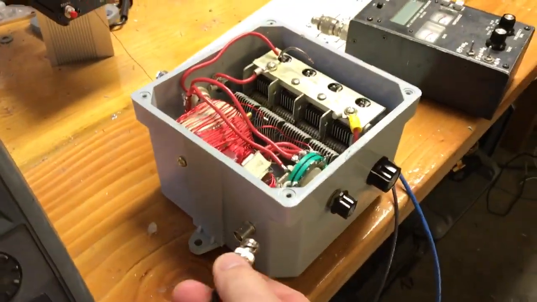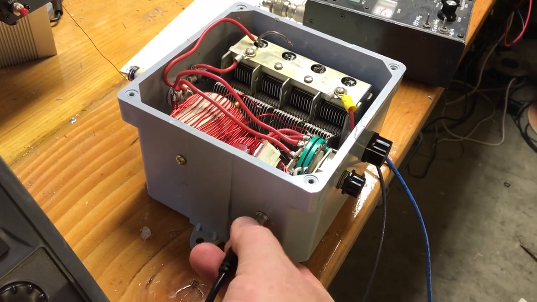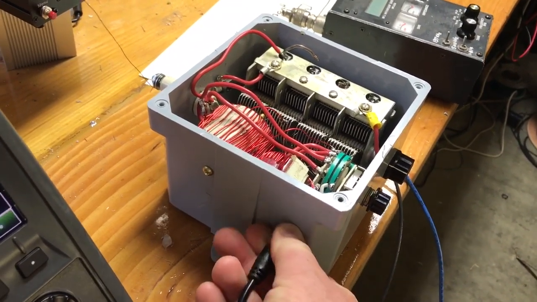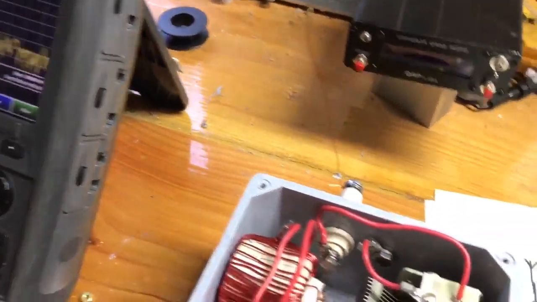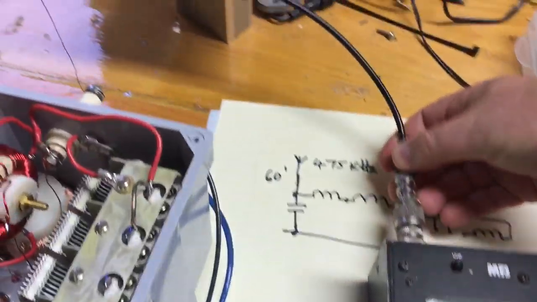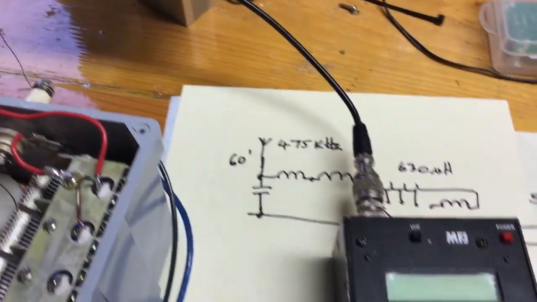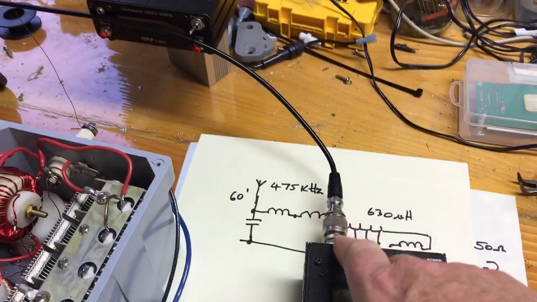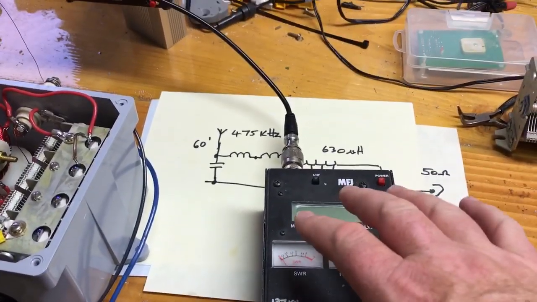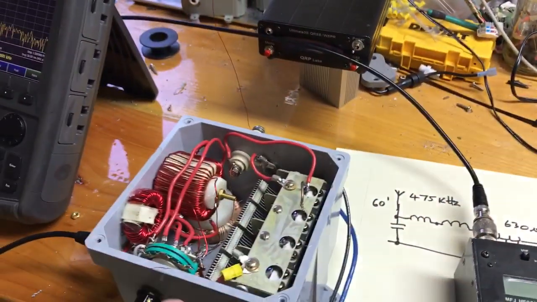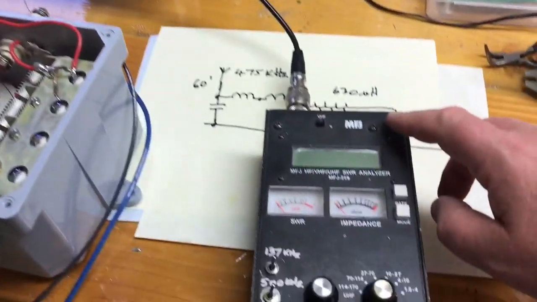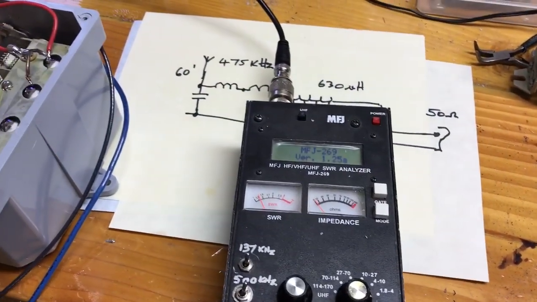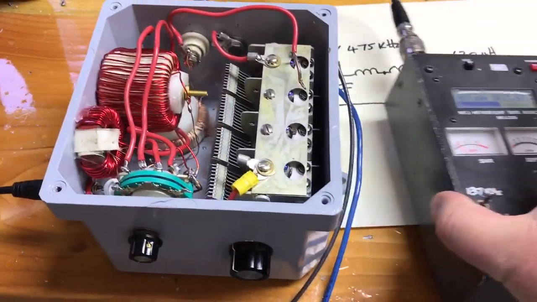I'm going to plug the coax in here from the ATU, the tuning unit, the coupler we want to call it, and the other side I'm going to put into the meter here. So out of the meter, on the 50 ohm side, in through here and out through the wire. So what we're going to do is show you how tight the matching is.